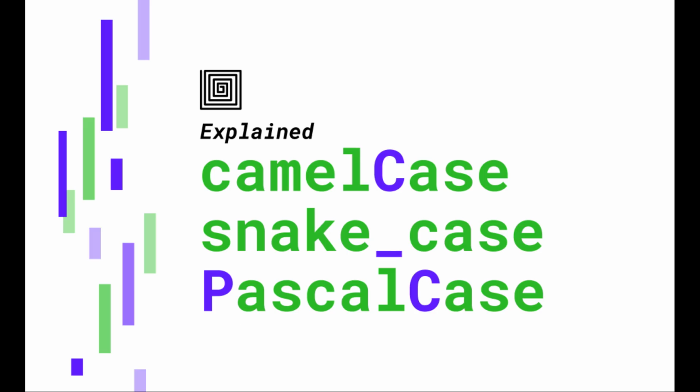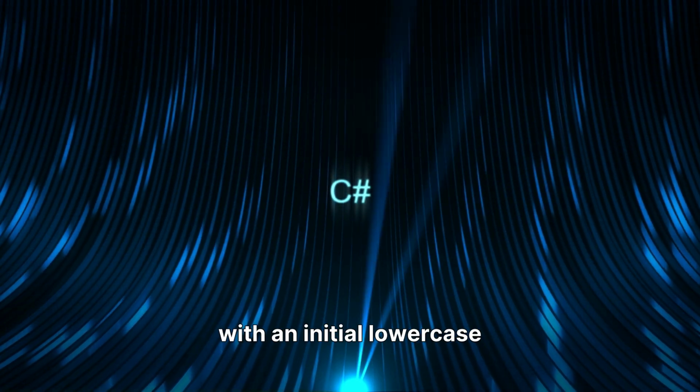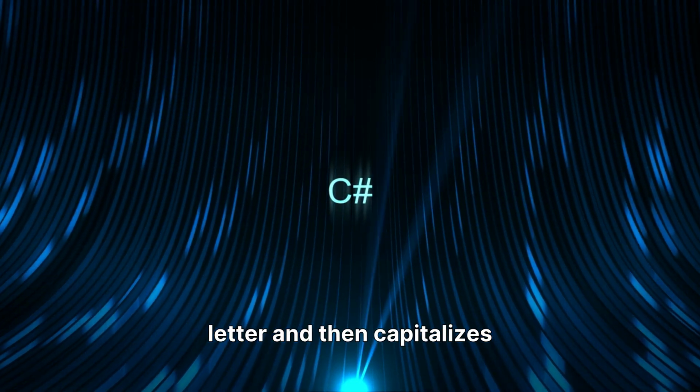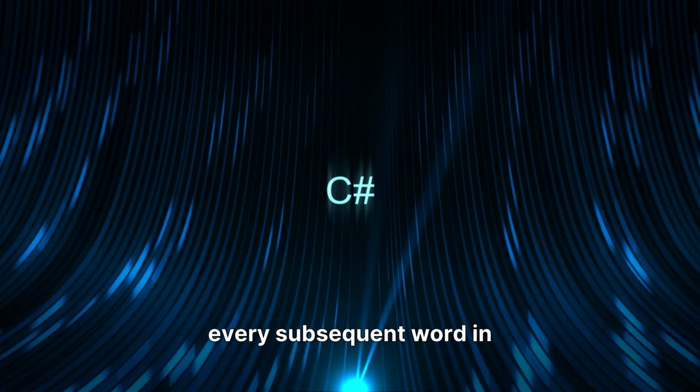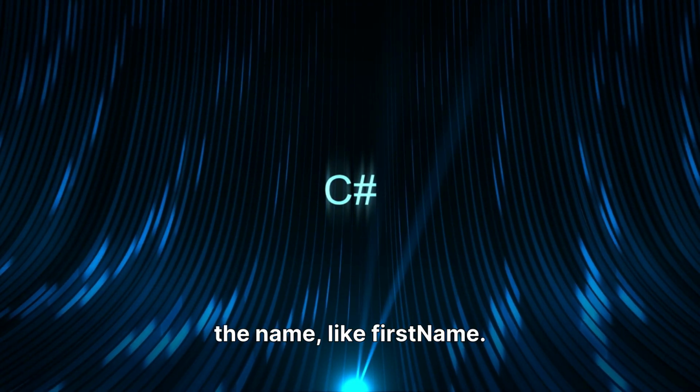In C#, the camel case convention is typically and widely used for naming local variables and method parameters, promoting consistency. This specific style starts with an initial lowercase letter and then capitalizes the first letter of every subsequent word in the name, like firstName.